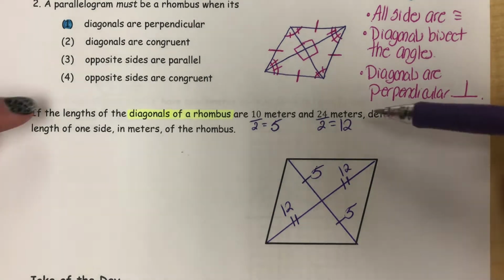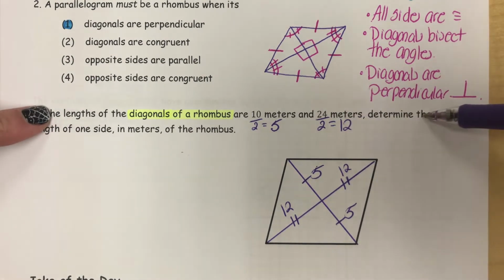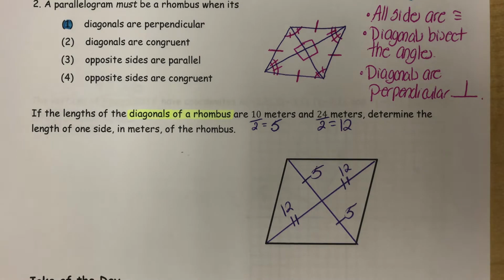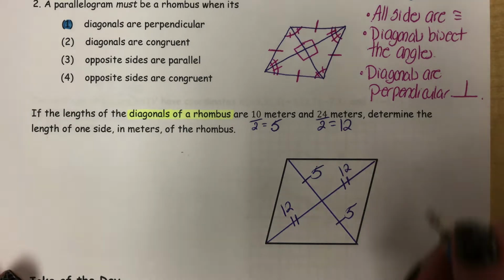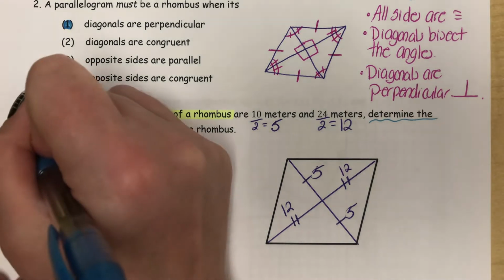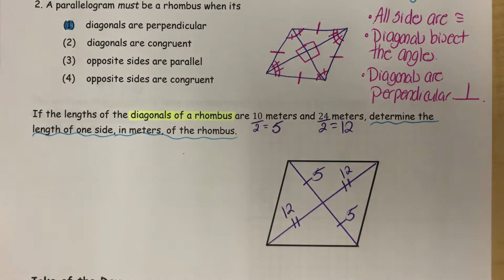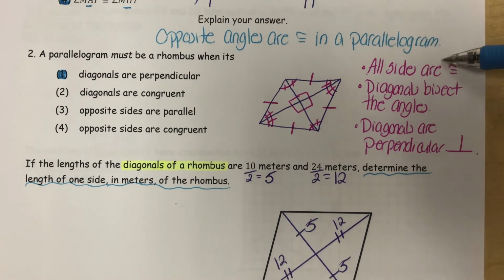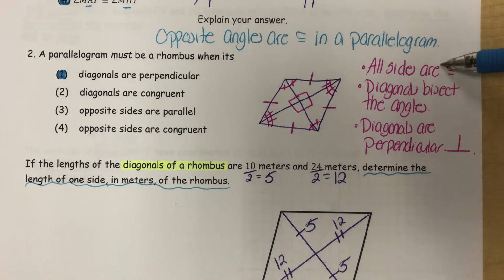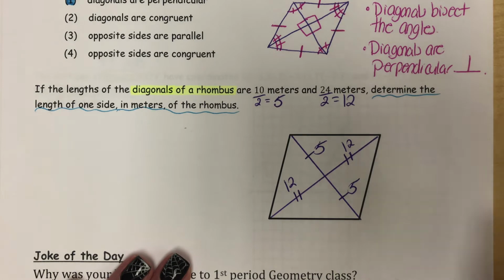All right, so now that I used this first piece of information, I'm going to continue reading. Anytime you get to the question, I always underline it. So when I'm done solving, I can look back and make sure that I answered the question completely. I want to determine the length of one side in meters of the rhombus. Well, I just said up top here that I know that all sides are congruent in a rhombus. So I'm going to dash that out at the bottom as well.